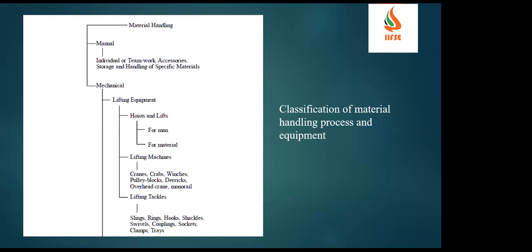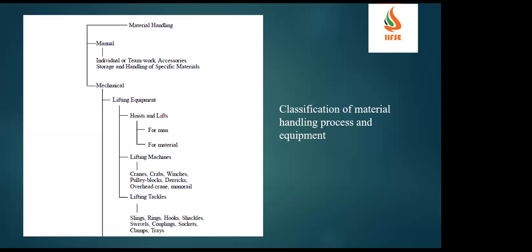Yeah, it is manual. It is talking about individual or teamwork and using some tools for shifting and handling of some specific materials. In mechanical material handling, there will be lifting equipment like hoists and lifts for men and for material. And for lifting machines, we have cranes and crabs, winches, chain pulley blocks, derricks, and overhead cranes, which means EOT cranes, monorails, forklifts, and hydra cranes. Like that, many types of lifting machines are there.